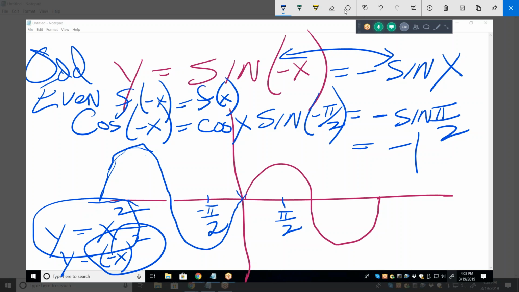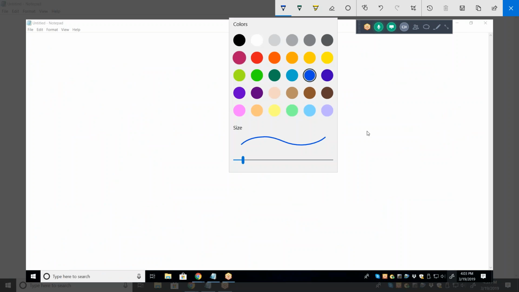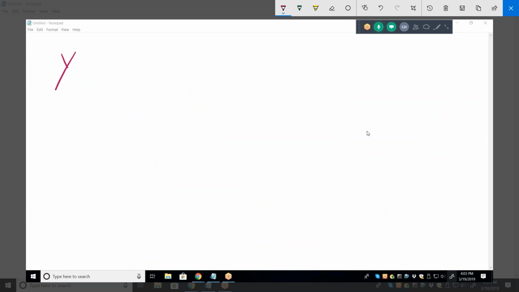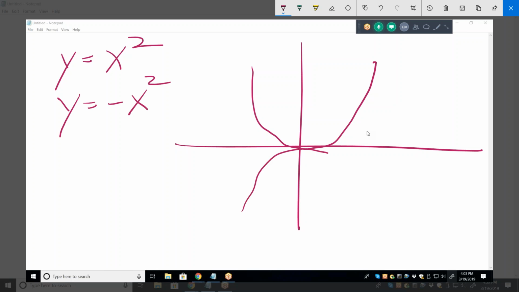Well, that's a good question. Let's just look at that. That's your classic parabola. Again, if I gave you this, that negative sign is out front, meaning it's just going to be a flip over the x-axis, right?